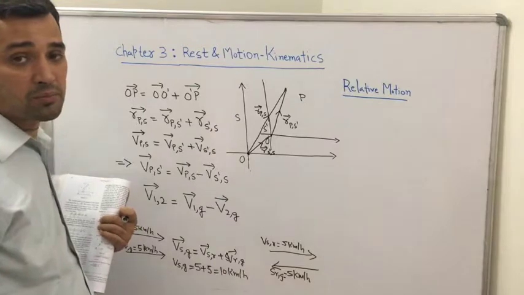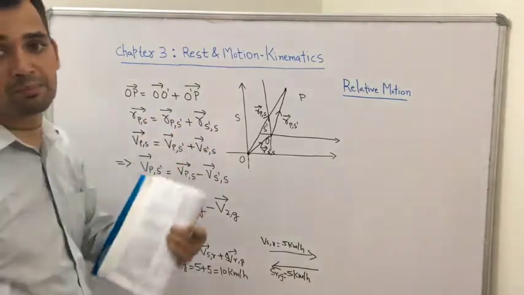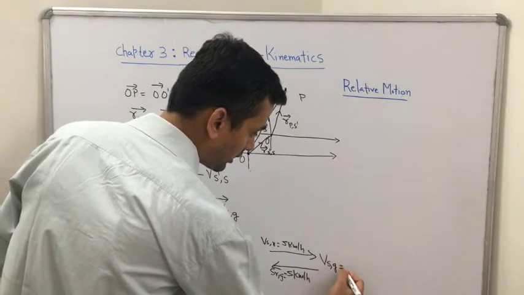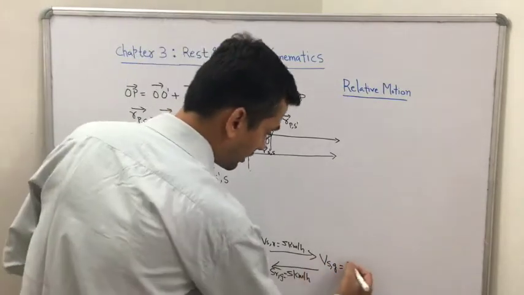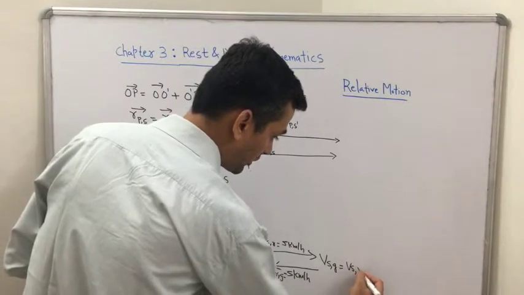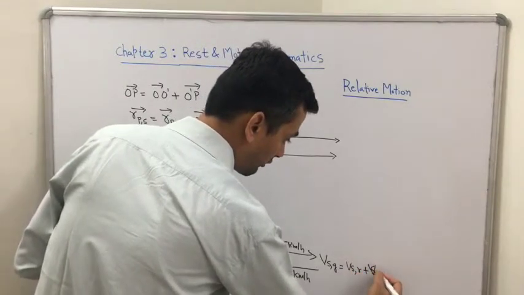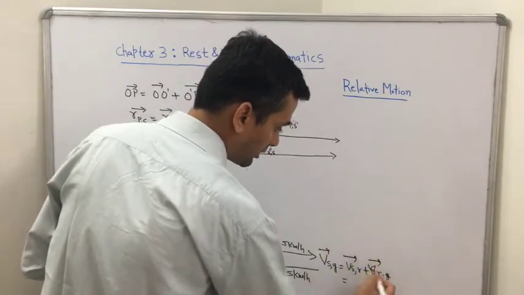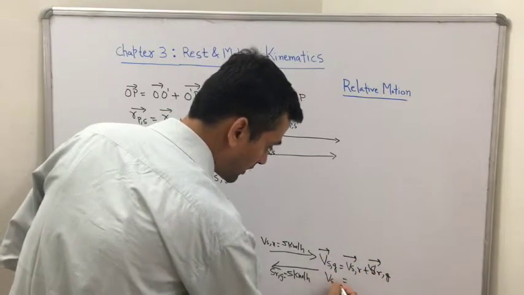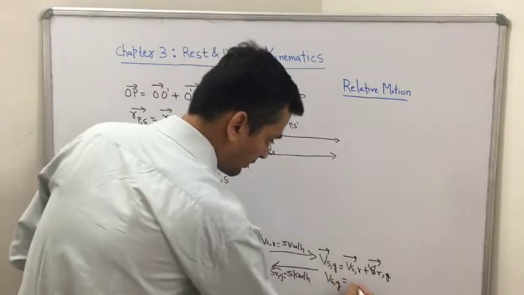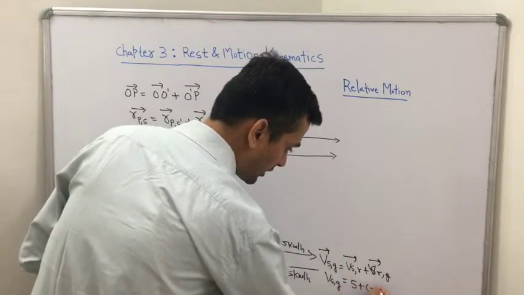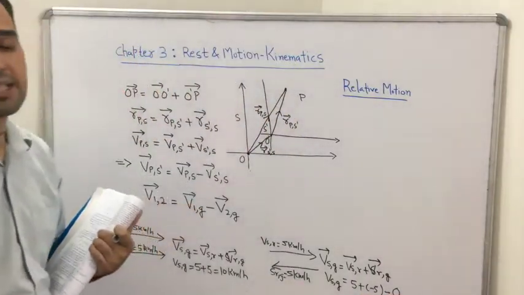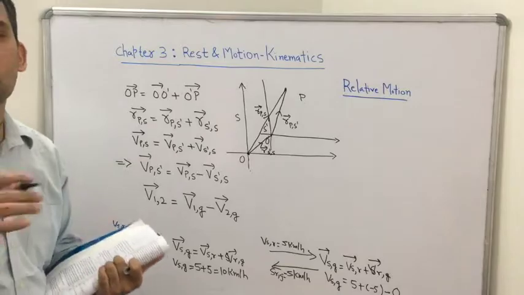So I am trying to swim upstream, but the velocity of swimmer with respect to ground is equal to velocity of swimmer with respect to river plus velocity of river with respect to ground. So of course this is all in the same direction. So I can say velocity of swimmer with respect to ground becomes 5 plus minus 5. So this is equal to 0. So that means with respect to ground, I am not moving at all.